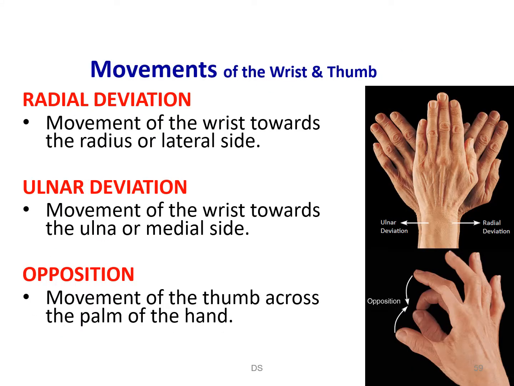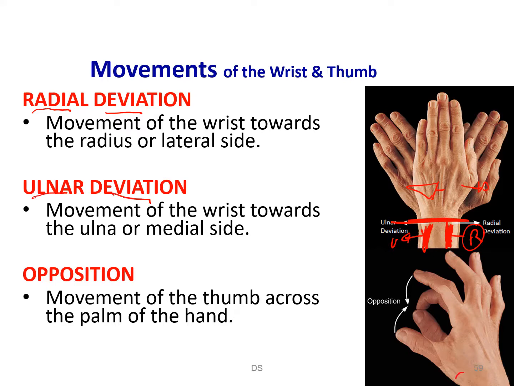There is also special movement in the wrist joint. This joint is the wrist joint. This side is the lateral side. This side is the medial side. There is a bone in the lateral side which we call the radius, and a bone on the medial side, that is the ulna. Moving towards the radius is radial deviation. Moving towards the ulna is ulnar deviation.